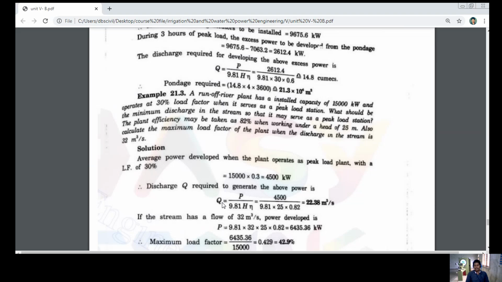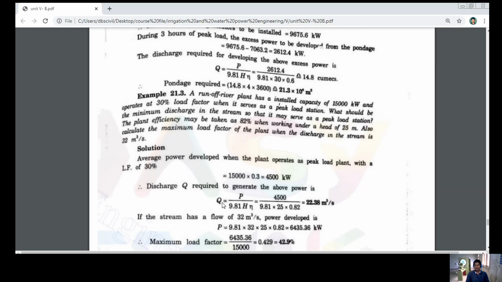A run-off plant has an installed capacity of 15,000 kilowatts and operates at a 30% load factor. When it serves as a peak load station, what should be the plant efficiency? It may be taken as 82% when working under a head of 25 meters. Also calculate the maximum load factor of the plant when the discharge in the stream is 32 meter cube per second. Solution, let's see what solution they have clearly made for that.